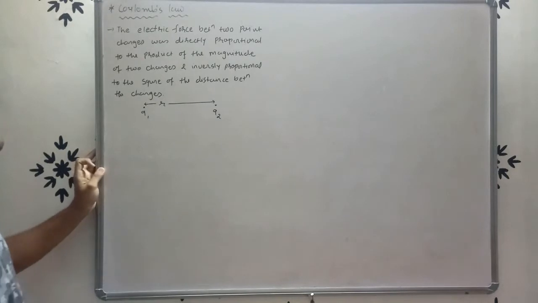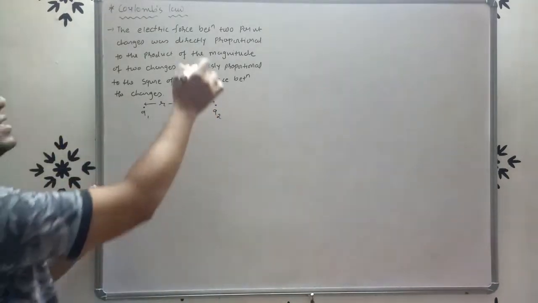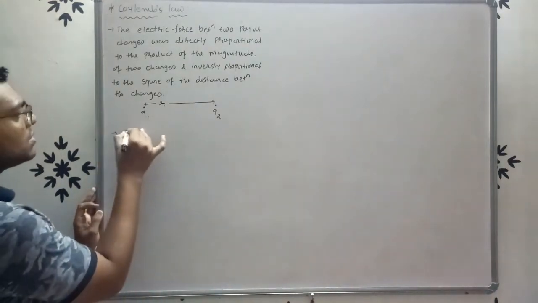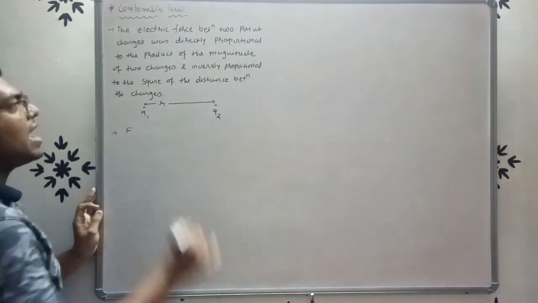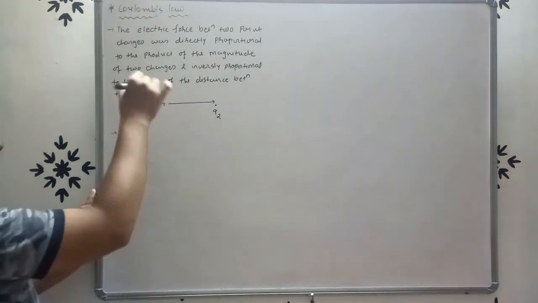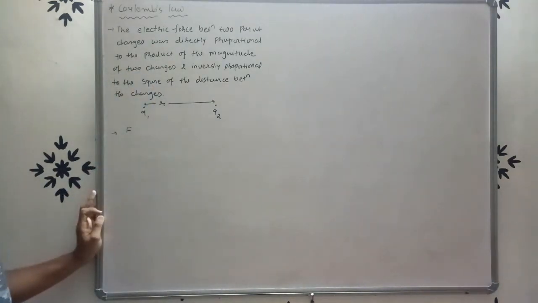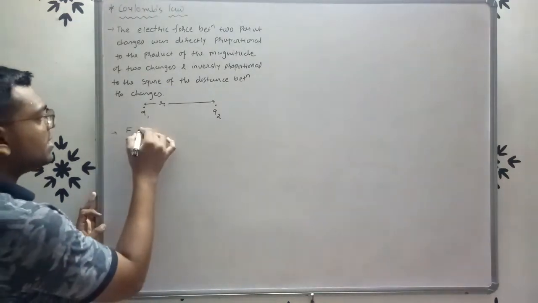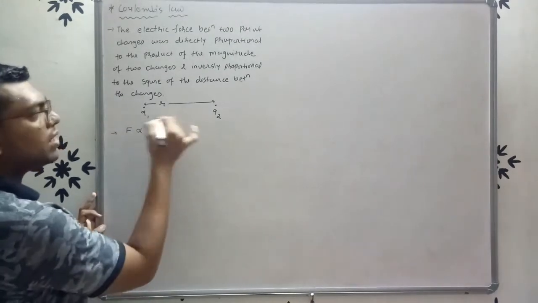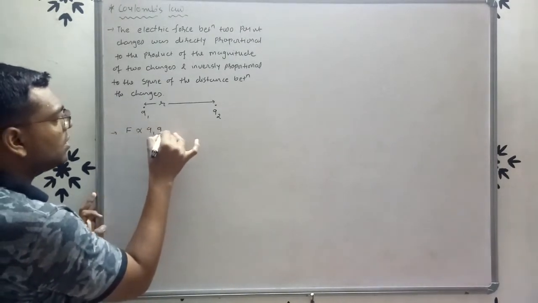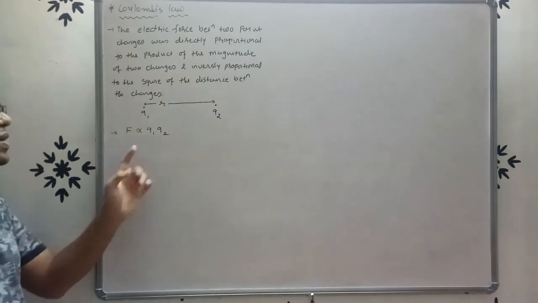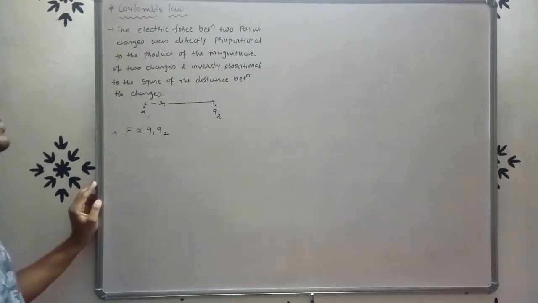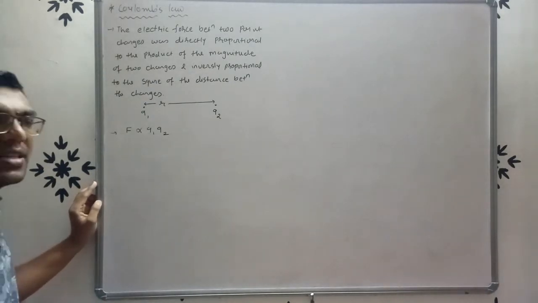Now, what is the statement? The electric force between two point charges. Suppose the force is denoted by F, directly proportional to the product of the magnitudes of the two charges. So F is proportional to the product of charges, so Q1 Q2, right? So F is proportional to Q1 Q2 and inversely proportional to the square of the distance between the charges.